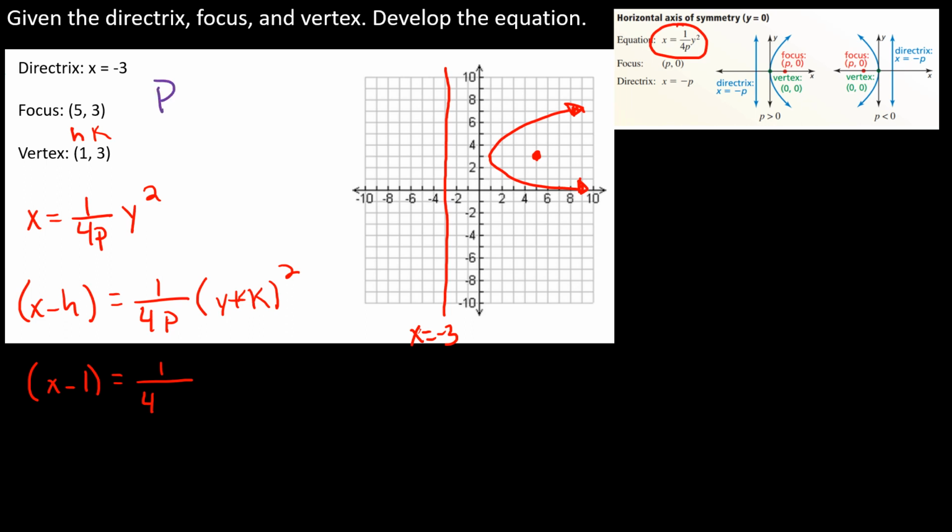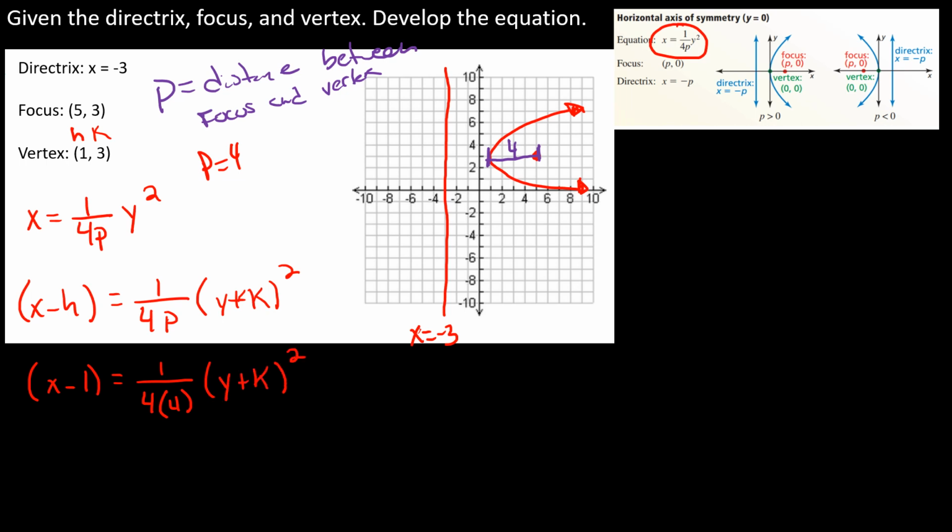P is going to be the distance between your focus and vertex. So how far is it between here and here? Well, that's going to be 4 units. So p here is equal to 4. From 1 to 5 is 4. So we'd have a 4 here times y plus k squared. Oops, and I'm sorry, it's not y plus k, because we know what k is. k is 3.